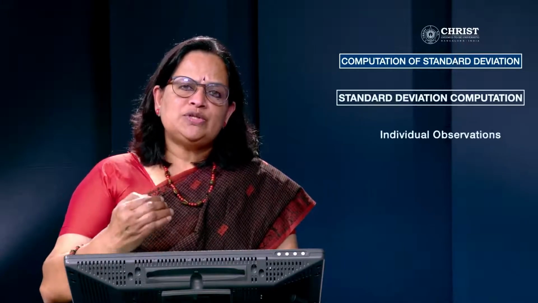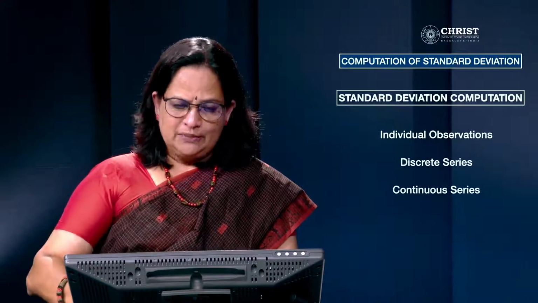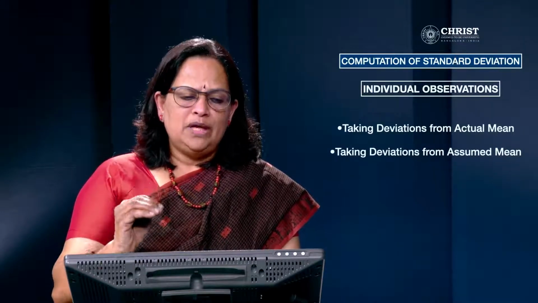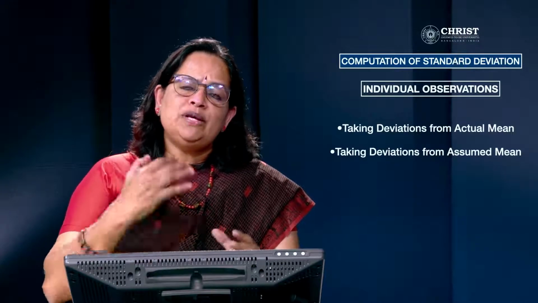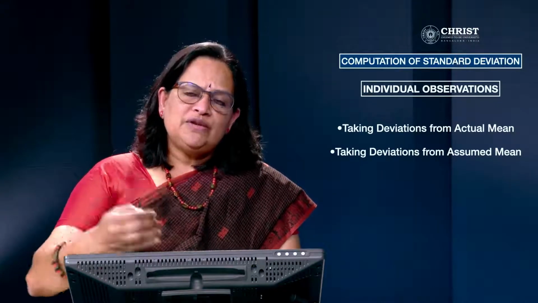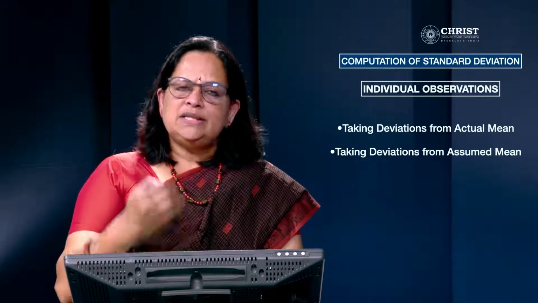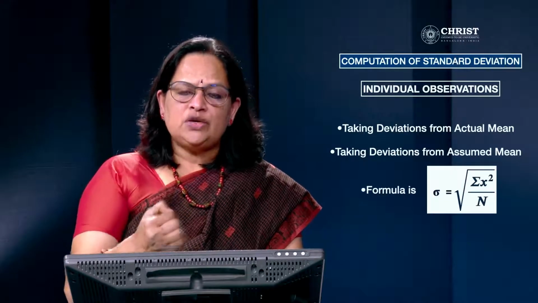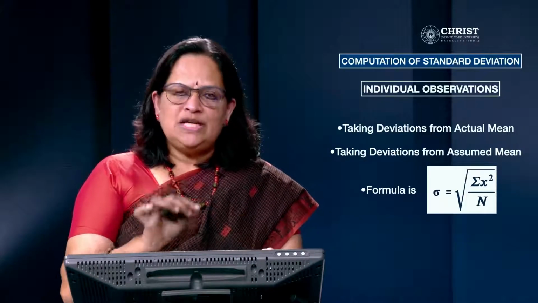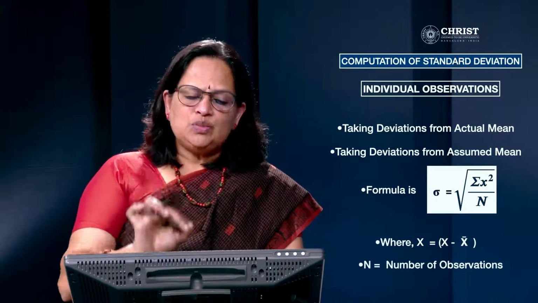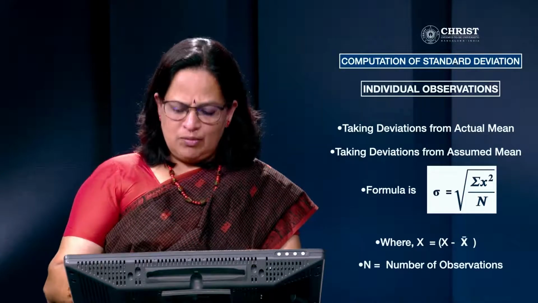Now, computation of standard deviation: we are dividing it into individual observations, discrete series and continuous series. For individual observations, two methods are there: taking deviations from the actual mean and taking deviations from an assumed mean. Both are to simplify the calculations, so whichever you find comfortable, you can use. Both the methods I will explain. The formula is sigma equals root of sigma x squared divided by n, where small x is equal to capital X minus x bar. You know that x bar is the mean of the distribution and n is the number of observations.